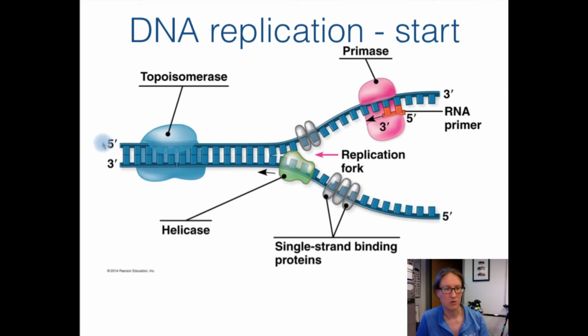And just to get us oriented, here's our 5' end of one strand of DNA and its 3' end. And down below we've got the 3' end and the 5' end. As helicase is unzipping, there's also these single-stranded binding proteins helping to keep the pieces of DNA from reattaching to each other, re-annealing. And then we've also got primase here, which is adding a short RNA primer to help DNA polymerase get going.